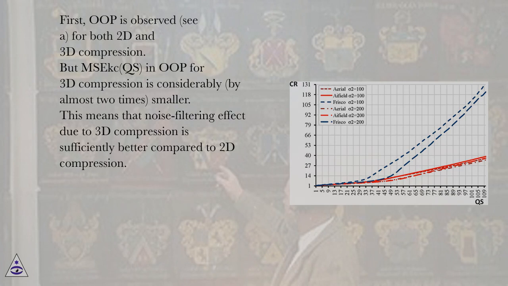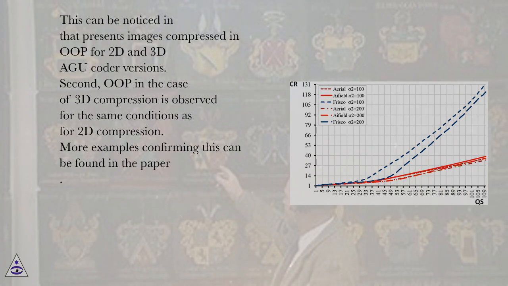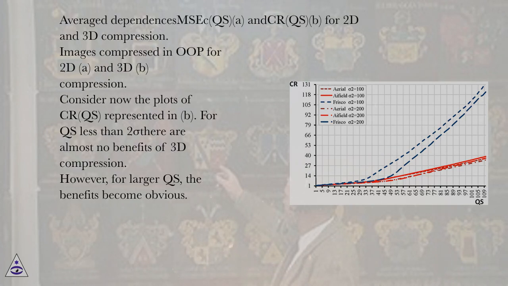This means that the noise filtering effect due to 3D compression is sufficiently better compared to 2D compression. This can be noticed in the presented images compressed in OOP for 2D and 3D AWGN coder versions. Second, OOP in the case of 3D compression is observed for the same conditions as for 2D compression. More examples confirming this can be found in the paper. Average dependences of MSE on QS for 2D and 3D compression. Images compressed in OOP for 2D, A, and 3D, B, compression.